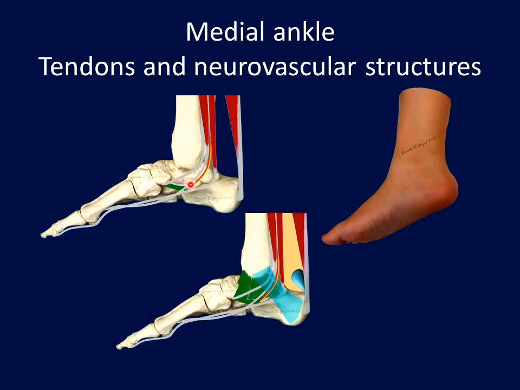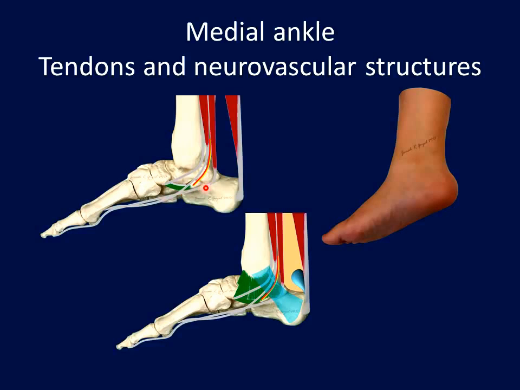The flexor digitorum longus tendon passes behind the medial malleolus, posterior to the tibialis posterior tendon. It crosses superficial to the flexor hallucis longus tendon to enter the sole of the foot deep to abductor hallucis.